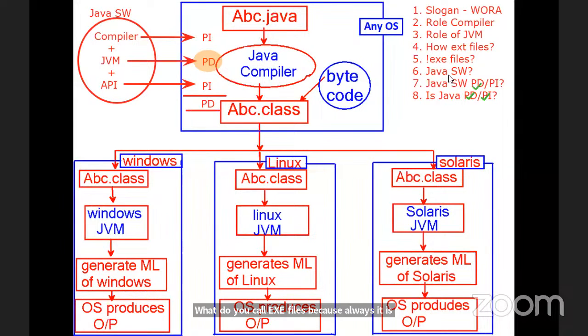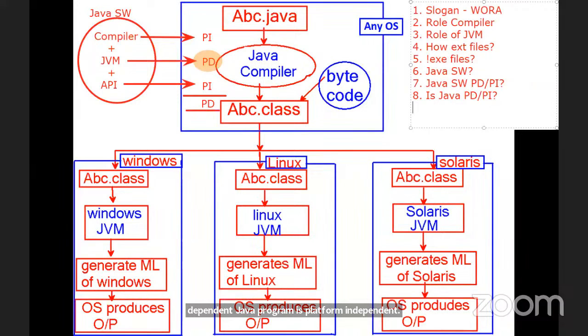Next, what does Java software mean? Java software means compiler plus JVM plus API. Is Java software platform dependent or platform independent? Platform dependent, because JVM is platform dependent. The same Java software cannot be installed in all operating systems. Next, is Java platform dependent or platform independent? Both, because Java software is platform dependent and Java program is platform independent. All points are clear? Right. If you understand all these questions, programming will be so easy. Okay, done.